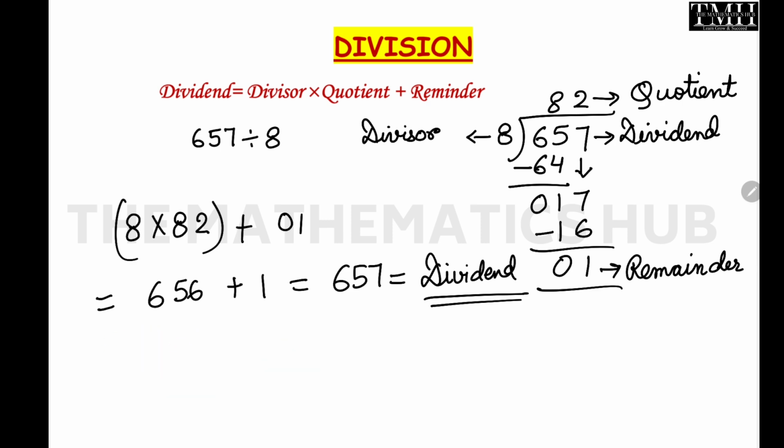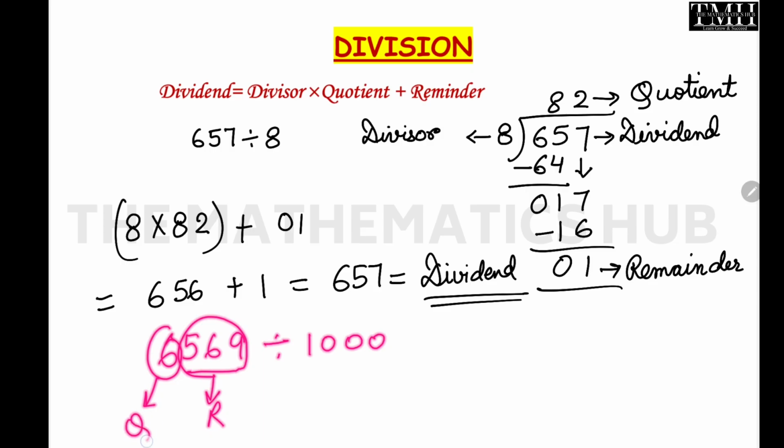Dividing any number by 1000. Suppose 6569 is divided by 1000. Then what will happen? Digits at the ones, tens and hundreds place form the remainder, and the remaining digit is the quotient.